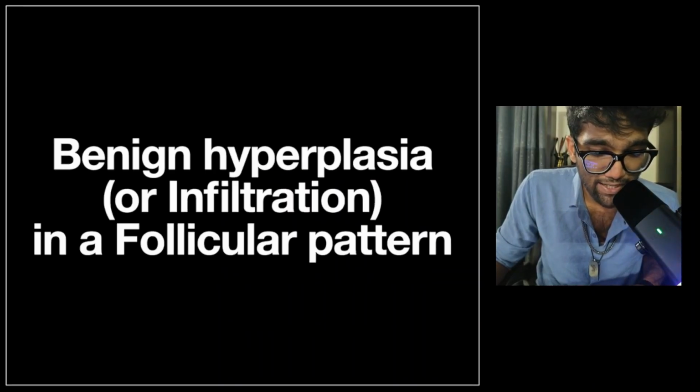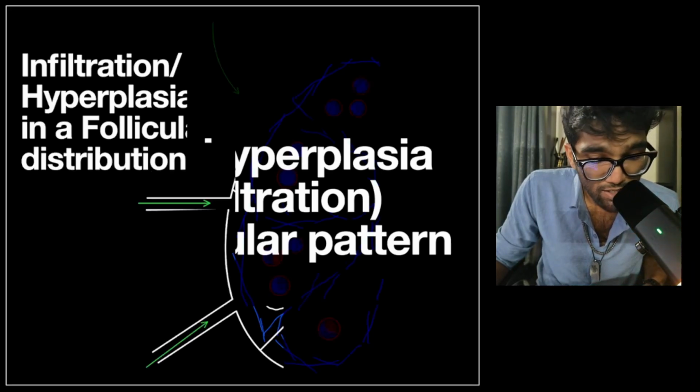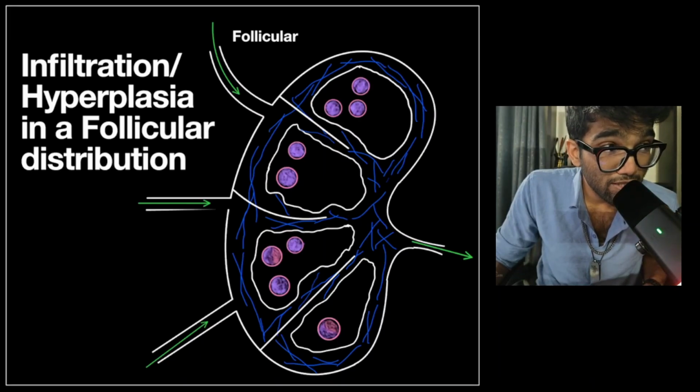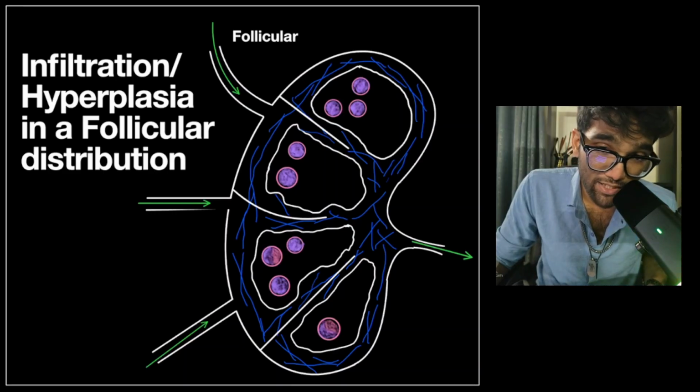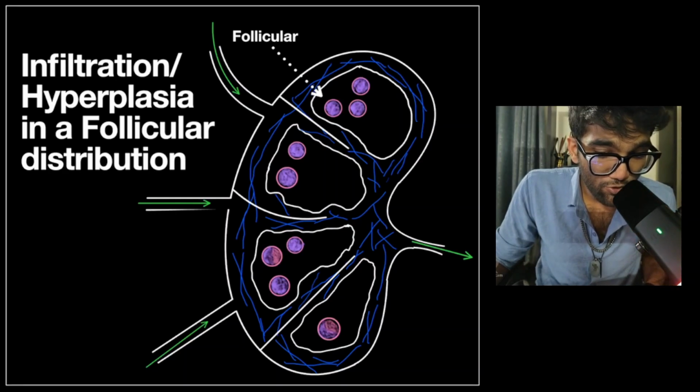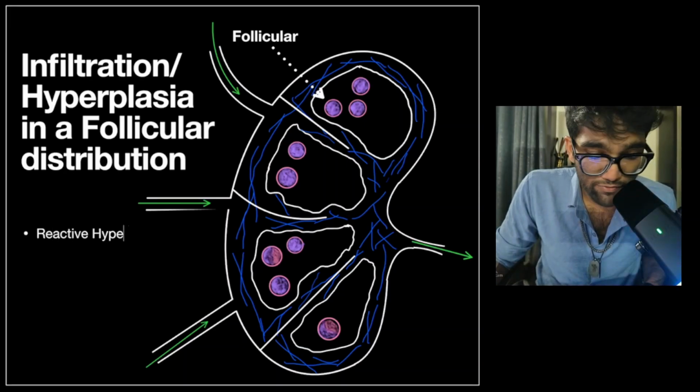So, starting with benign hyperplasia or infiltration, as I've just described, in a follicle pattern. Naturally, this would mean that the cells here in the follicles are expressing CXCR5. I hope that is clear. So follicular would mean that this is the area of the lymph node affected. So there are three benign entities that might cause this.